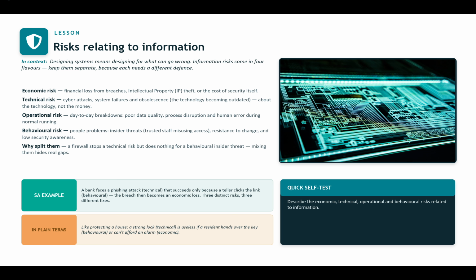And then why do we need to split them? It's because we have to approach them differently. A firewall stops a technical risk but does nothing for a behavioral insider threat. A firewall, remember, is literally a software that is set up to allow certain traffic via the internet, such as going to certain websites, and also deny certain traffic via the internet, such as going to other types of websites. Certain companies even go as far as to totally deny access to any social media websites during work hours, obviously to promote productivity.